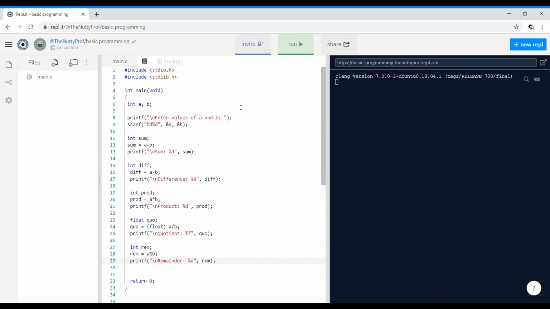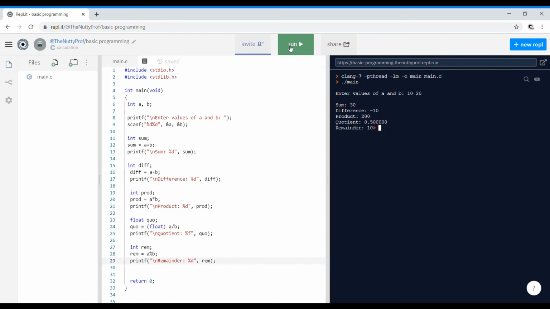So I think I've done, yes, almost everything. I'll see if I face an error. Okay, I'll run the program and enter the values of a and b. So I'm going to enter 10 first and 20 second. So it prints sum 30, difference is minus 10, product is 200, quotient is 0.500, and remainder is 10.